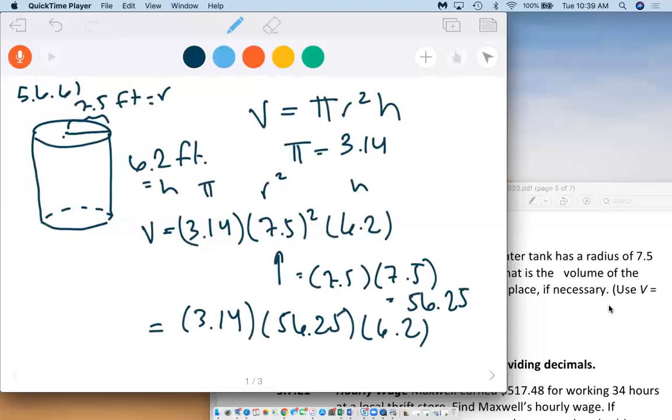All right, now we just multiply all those together. We get 3.14 times 56.25 times 6.2, and that equals 1,095.08. And it said to round to the nearest hundredths. Well, that's as far as it went, so we don't need to do any more rounding. So that's our answer.